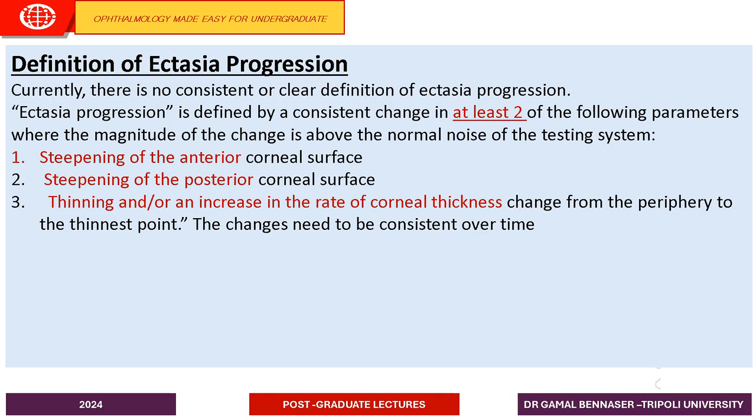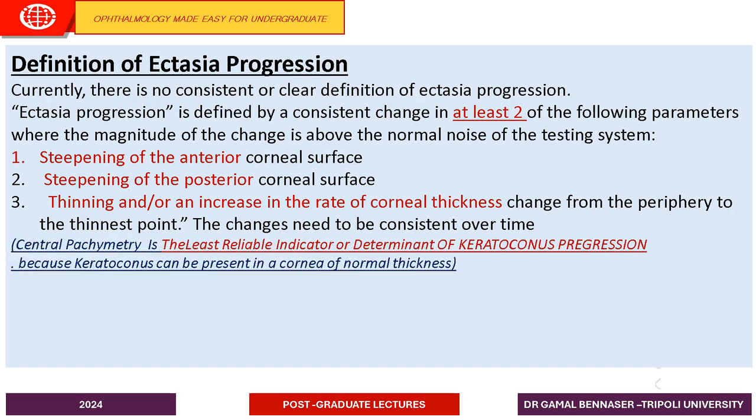Now, another important point is that we are not concentrating on a single pachymetry or the central pachymetry as a determinant for progression, but we rely on the progression profile of the thickness of the cornea from the periphery to the thinnest point. So the thickness of the central part of the cornea is the least determinant parameter that can be used to determine progression. We shouldn't rely only on the central pachymetry, but we should rely on the progression profile of the thickness of the cornea, as we have explained before in the PAD display. This progression profile from the thinnest point to the periphery is very important.